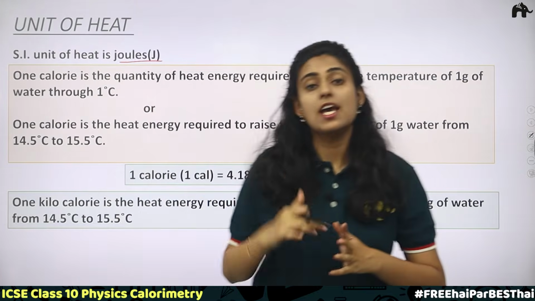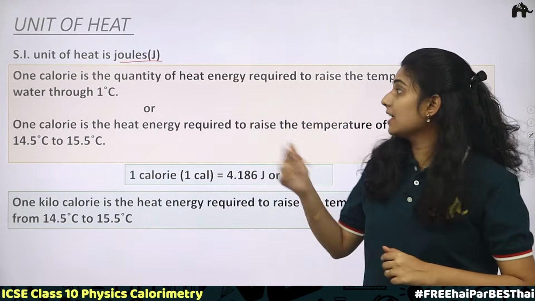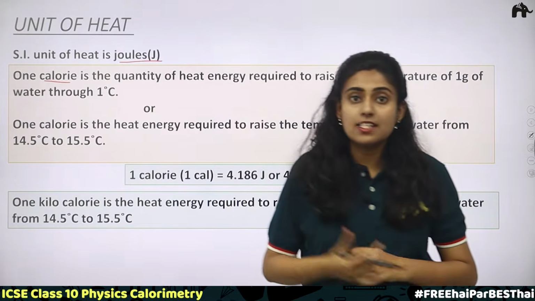The SI unit is joules, but we have other units as well. The first is a calorie. 1 calorie. Calorie is a unit of heat.